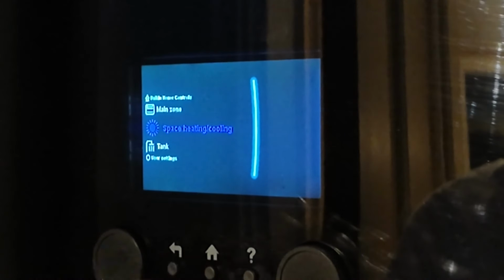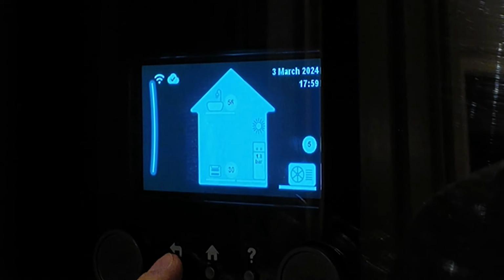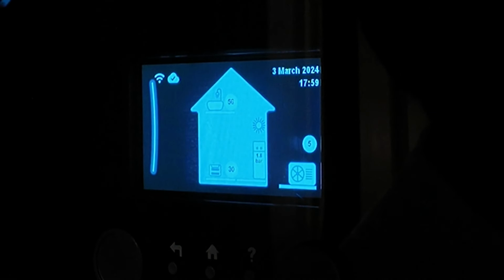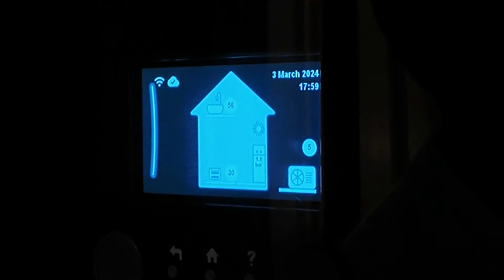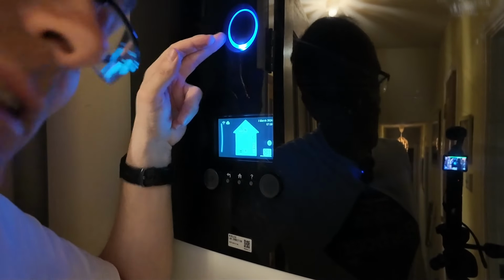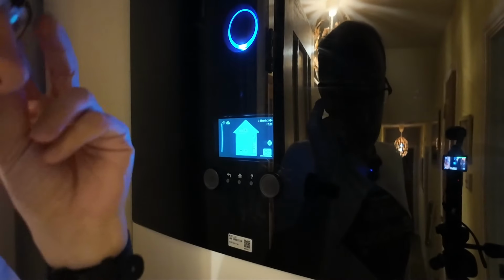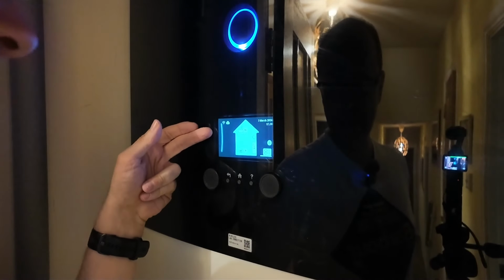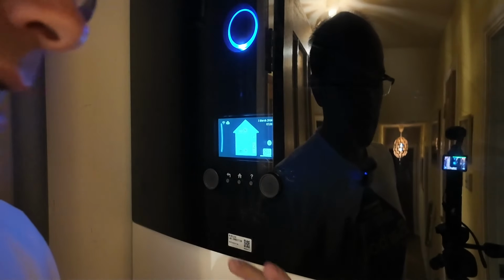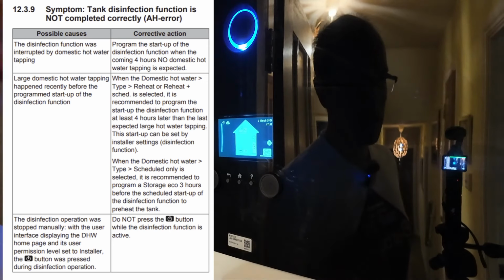Now, the interesting thing was that when I back out of this, eventually you get to a stage where you're asked to restart. And when you restart, what happened was that the machine rebooted, as you'd expect, but this blue light up here, it turned red. And that indicated that a fault had applied. So what I did was that I looked at the fault notice in here. It doesn't exist anymore, but it was an AH-00 code, and it told me that the disinfection routine had failed to complete.